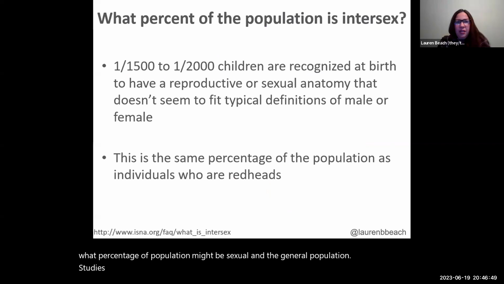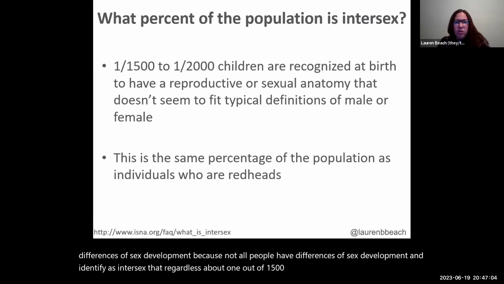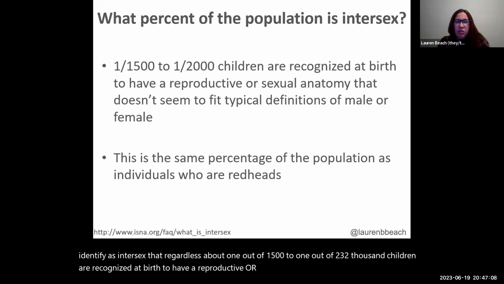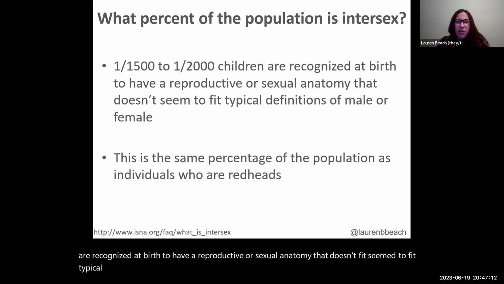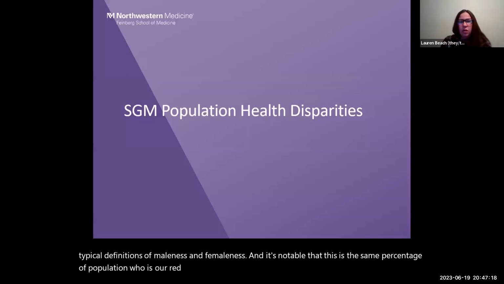Studies have indicated, in terms of thinking about intersex people or people who have differences of sex development, because not all people have differences of sex development and identify as intersex, that regardless, about 1 out of 1,500 to 1 out of 2,000 children are recognized at birth to have a reproductive or sexual anatomy that doesn't seem to fit typical definitions of maleness or femaleness. And it's notable that this is the same percentage of the population who are redheads.